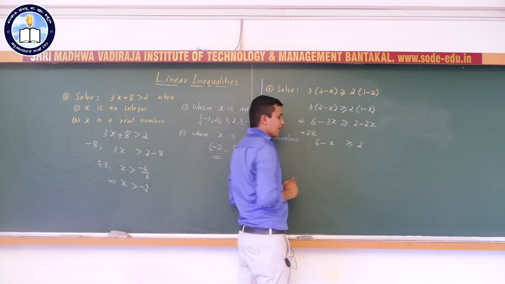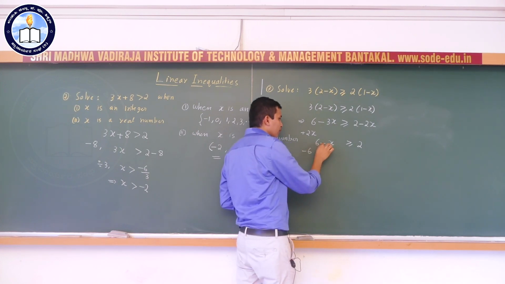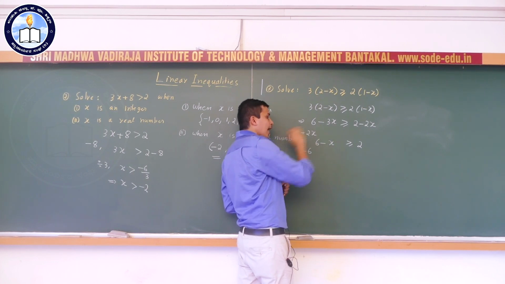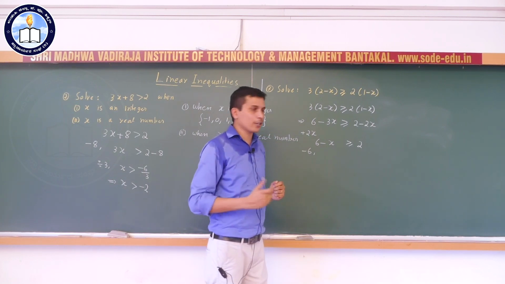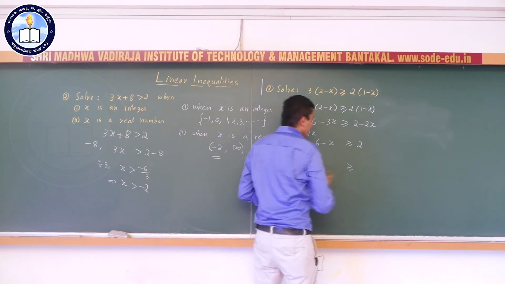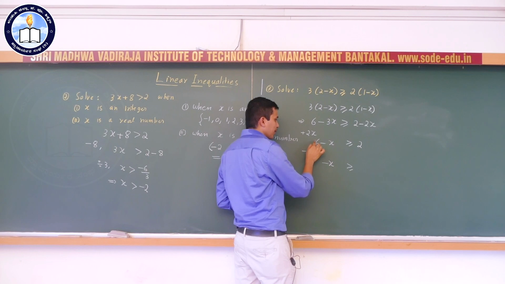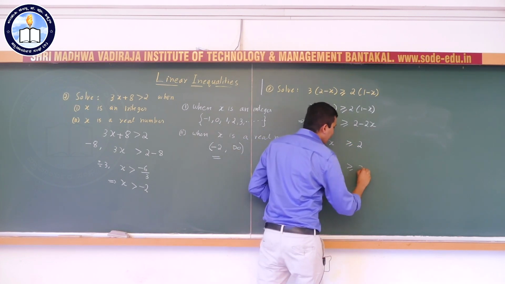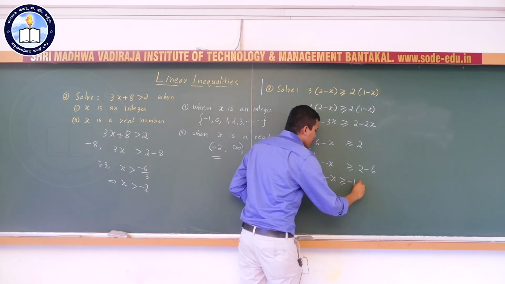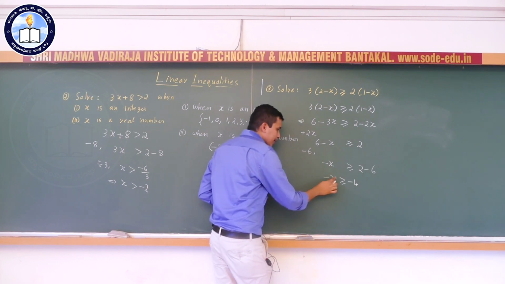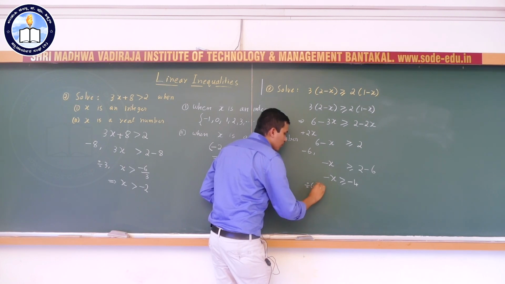I don't want that 6 on the left hand side, so what should I do? I need to subtract 6, because 6 is added to minus x. So if I subtract the same quantity on both the sides, positive or negative, the inequality once again remains the same. Here it comes as minus x, and while adding, the 6 cancels. On the right side it is 2 minus 6, so it comes as minus x is greater than or equal to minus 4. Here I don't want minus x, I want x itself, so I am going to divide by minus 1 on both the sides.